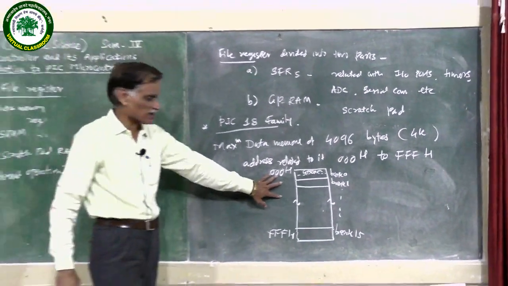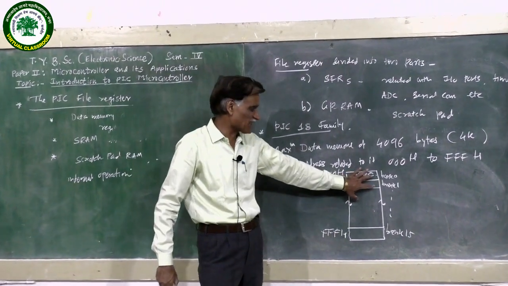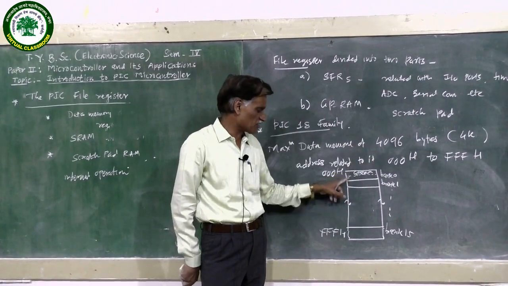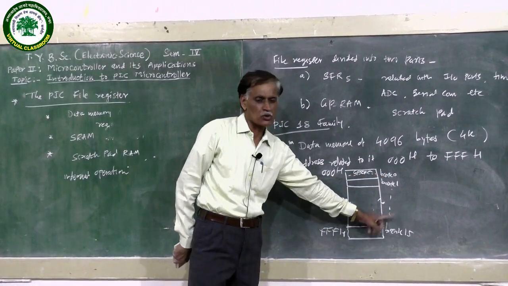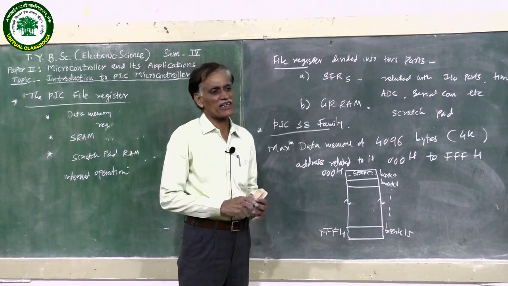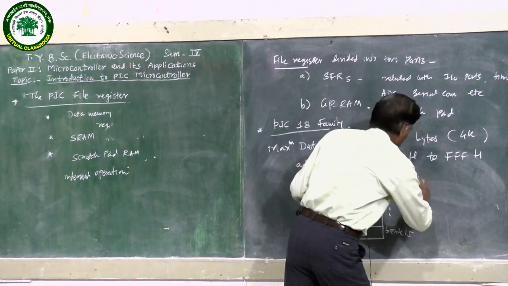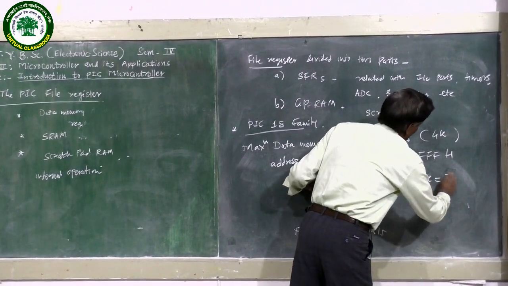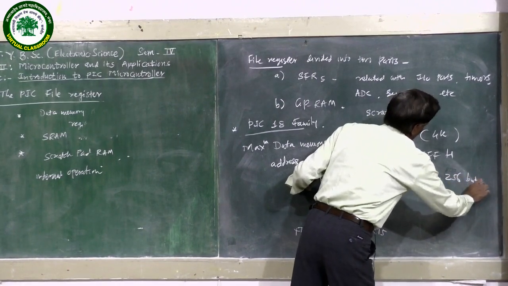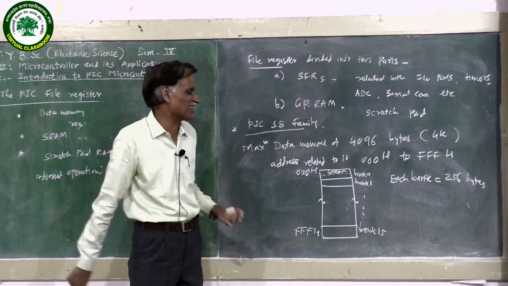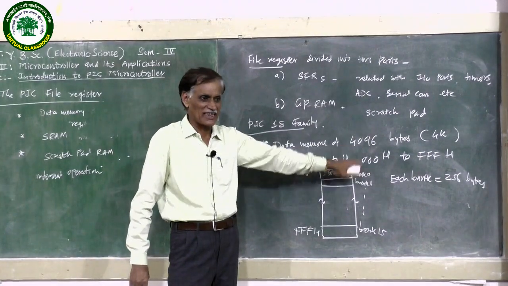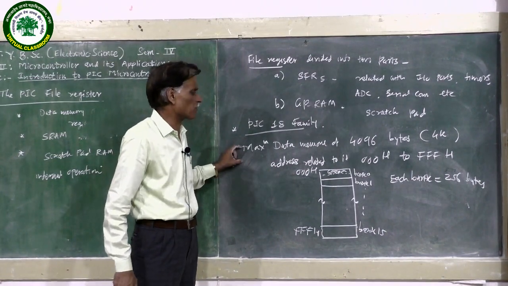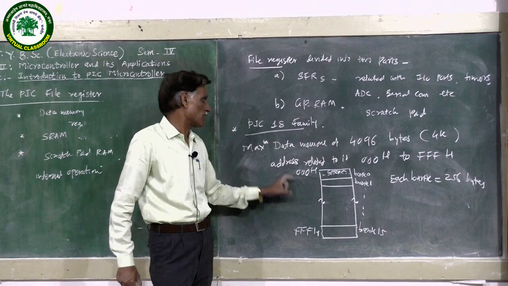Now, with reference to this particular diagram, you can clearly understand that the total data memory of 4096 bytes is divided into 16 banks, 0 to 15. Each bank has 256 bytes. 256 multiplied by 16 gives the figure 4096. I think you have understood clearly the PIC file register data memory space associated with the PIC18 family.